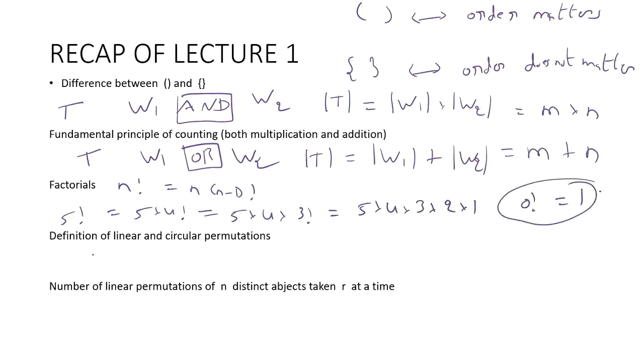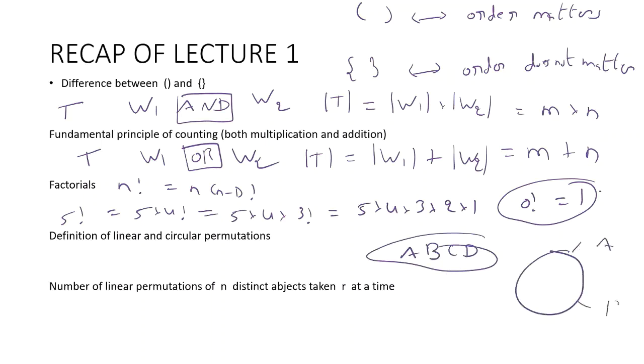And then we have discussed linear permutations and circular permutations. Linear permutations means we have to arrange things in a row. Circular permutations means we have to arrange things in a circle. A, B, C, D: this is an example of a linear permutation. Whereas if you arrange A, B, C, D on a circle, this is a circular permutation. This is a linear permutation and this is a circular permutation.